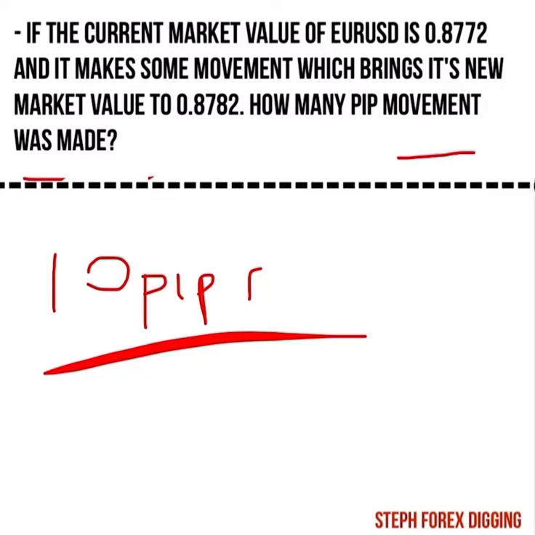So the thing here is to actually know if it's a buy, because for the new market value to be higher, it's a buy. All right, so that's it. So let's move on now. Let's talk of JPY pairs and how we can get them.